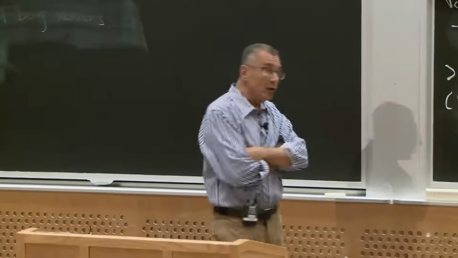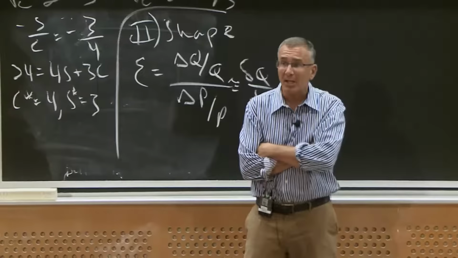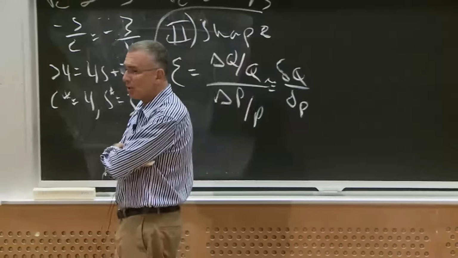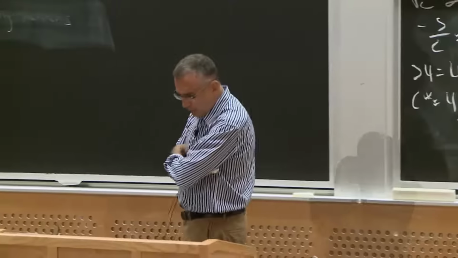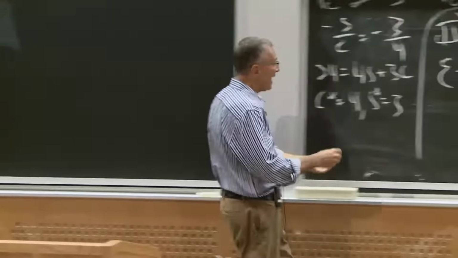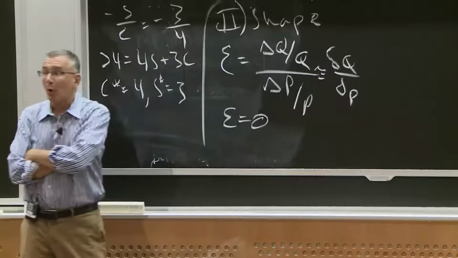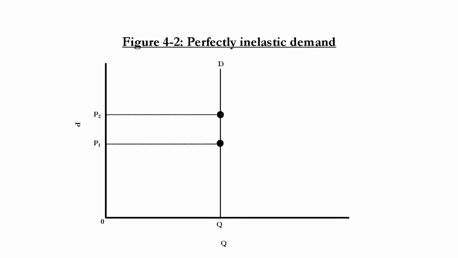This tells you how responsive people's demand is to the price they have to pay. Once again, I find it very useful to fix ideas in this class to think about extreme cases that never exist in reality, but can help you understand the intuition. So let's look at figure 4.2. Figure 4.2 would be a case of perfectly inelastic demand. That would be eta equals 0. That we call perfectly inelastic demand. That's a vertical demand curve. In this case, demand does not respond to prices.